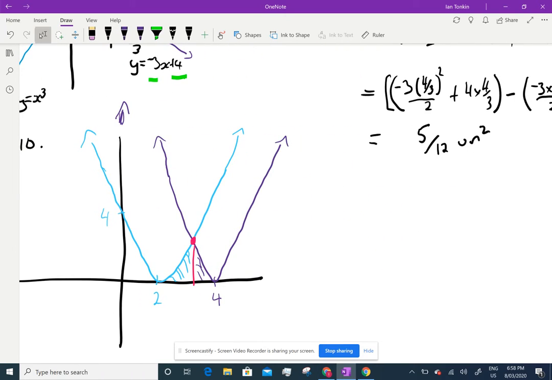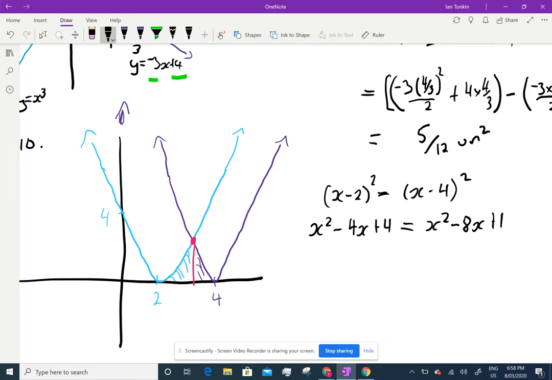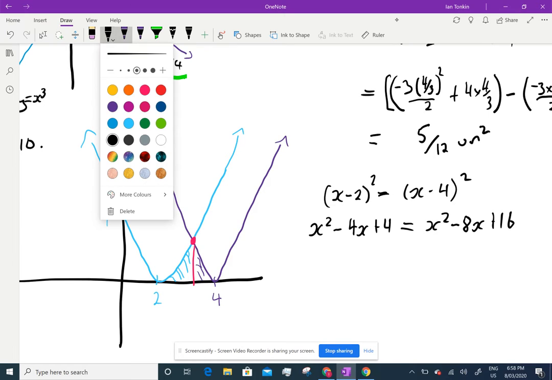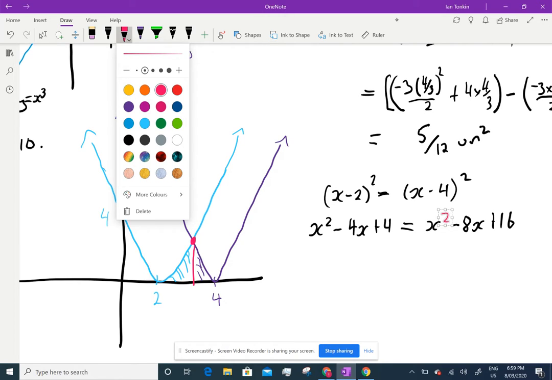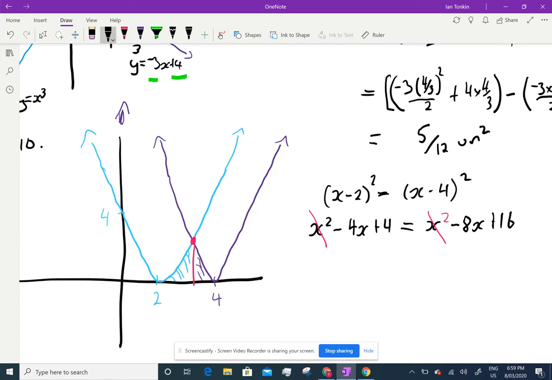So let's find that point of intersection. So what have we got? X minus 2 all squared equals x minus 4 all squared. Now, I can expand these. So I'm going to get x squared minus 4x plus 4. And here I get x squared minus 8x plus 16. Now, if I minus x squared from both sides, I've got minus 4x, so I'll bring this 8x over. So I'll add 8x and I'll get 4x. And I'll take that 4 over the other side and I'll get 12. And then I divide by the 4 and I get 3. And this point here is 3.